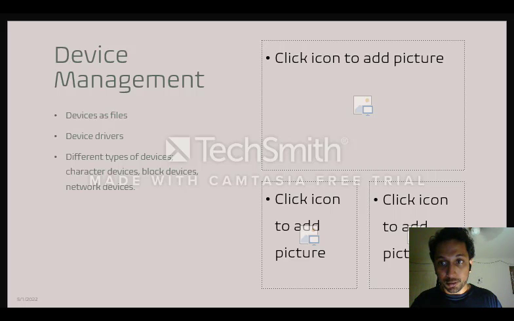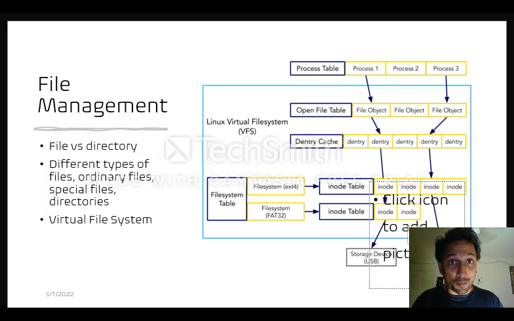And so the transmission and receiving of these packets is done through this network device. Moving on to file management, we're talking about a file subsystem versus a directory, which in Windows nomenclature is a folder. And so we have different types of files. We have normal or ordinary files, special files, and, as I stated, directories.